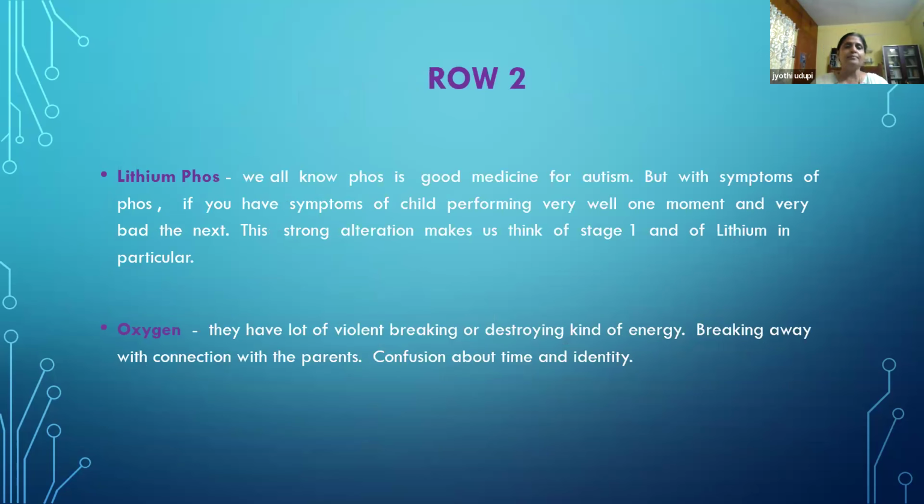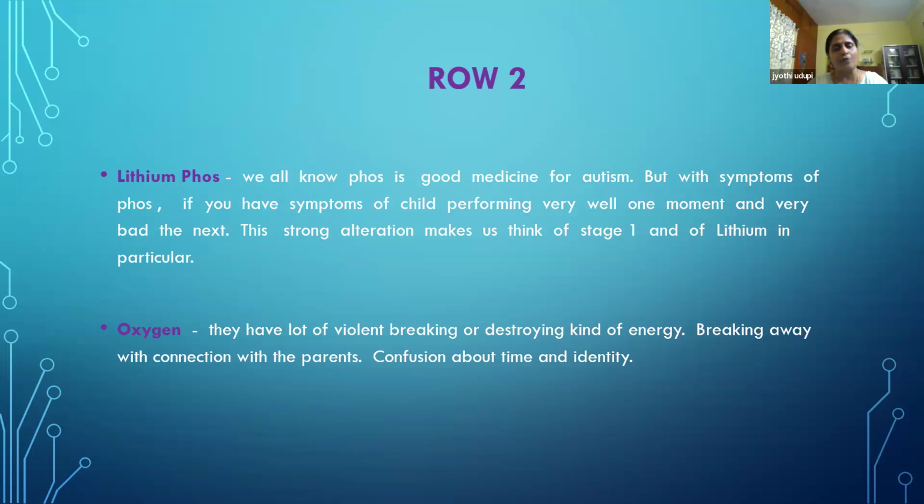Row 2 in autism, lithium phos. We all know phosphorus is good medicine for autism. But with symptoms of phosphorus, if you have a child performing very well one moment and very bad the next, this strong alteration makes us think of stage 1 and of lithium in particular. Stage 1 is the column we are talking about.